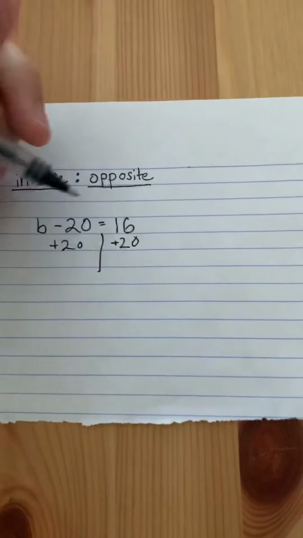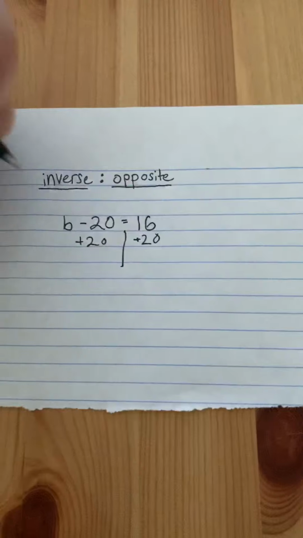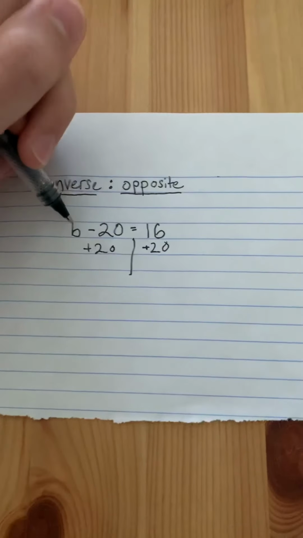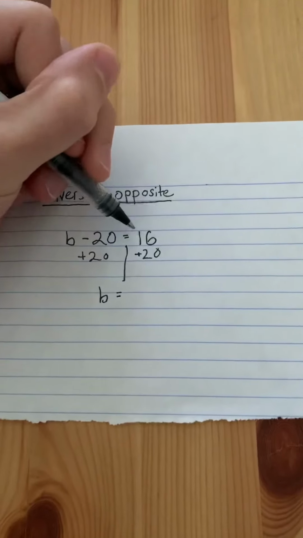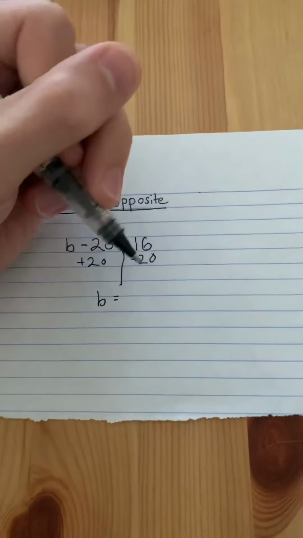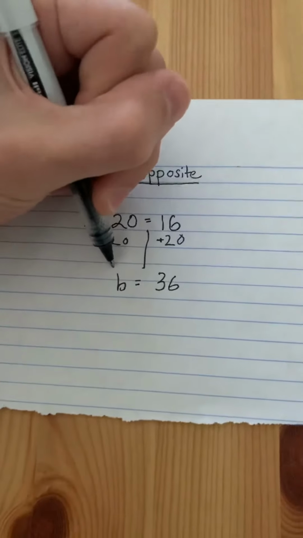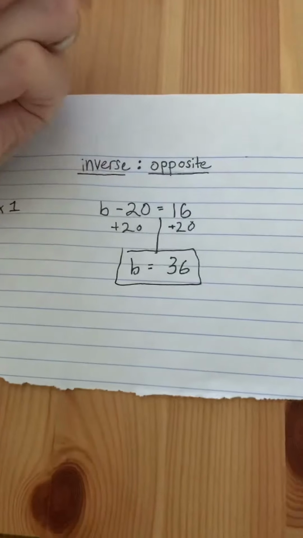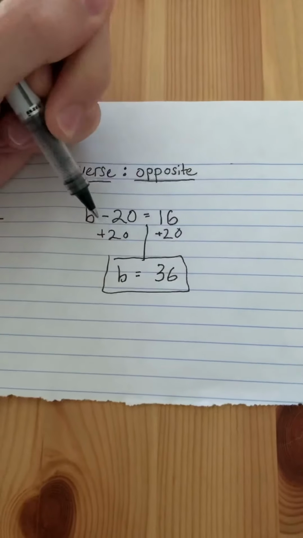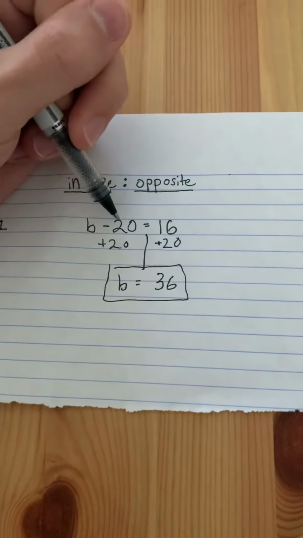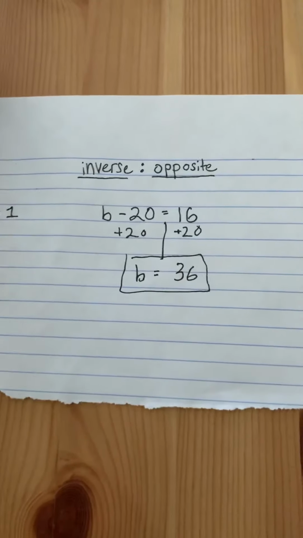Cool. So when I add 20 to this side, I'm getting rid of the subtracting 20. So now the only thing that's left is this variable b. Okay. So then 16 plus 20 over here, that's 36. So I think the answer is b equals 36. Let's substitute it back in and see if we're right. 36 minus 20. Oh my gosh, that does equal 16. So 36 is the answer.